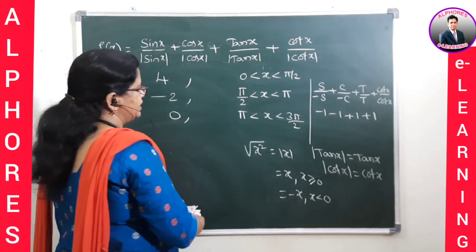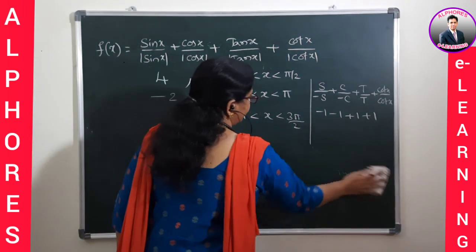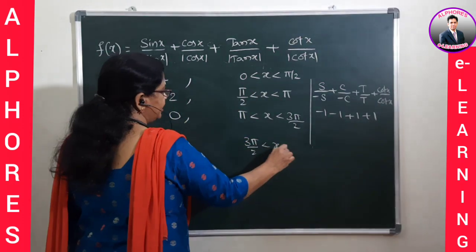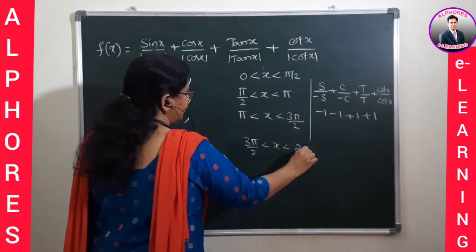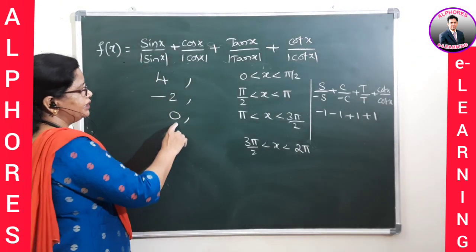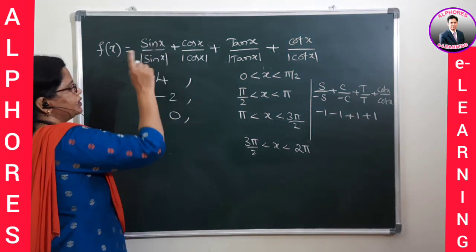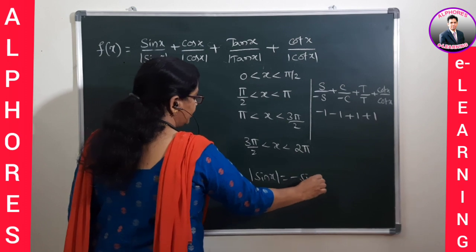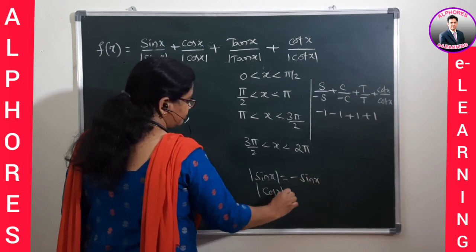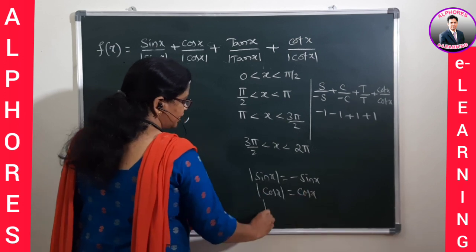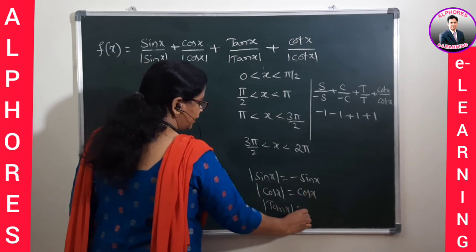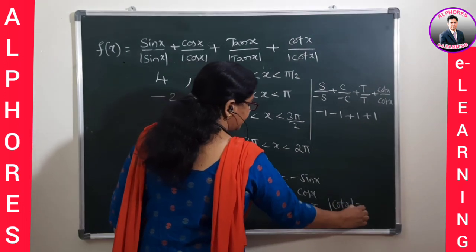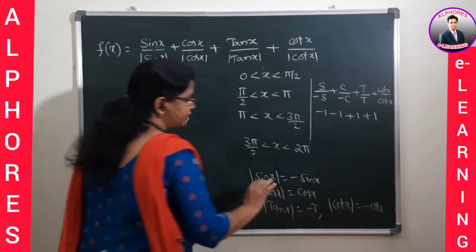And next, lastly, the fourth quadrant. What about the fourth quadrant? That is 3 pi by 2 less than x less than 2 pi. If you consider the fourth quadrant, sine is negative here. So, mod sine x, you are going to get minus sine. Whereas cos is positive in the fourth quadrant, therefore this is mod cos. And mod of tan x is how much again? Minus tan. In the same way, mod of cot x is equal to minus cot x. Okay, so you got it like this.